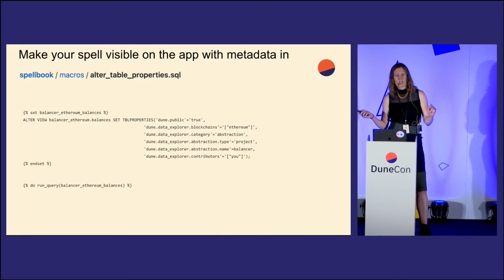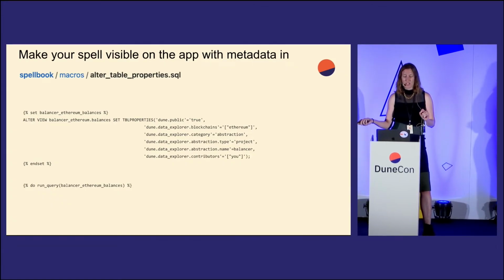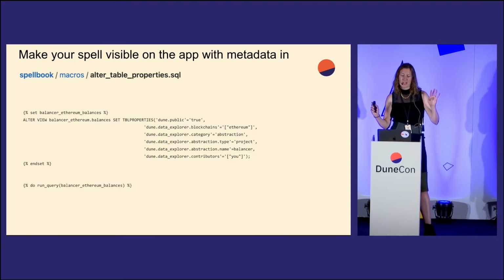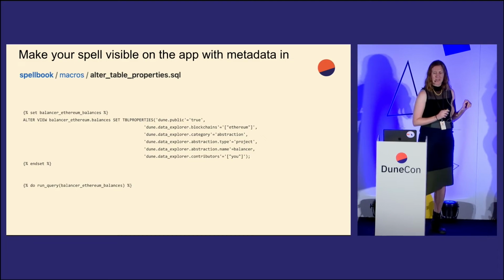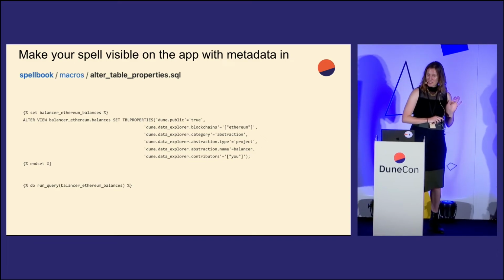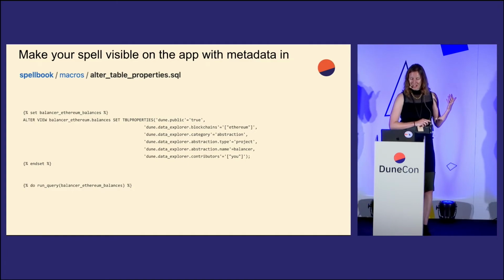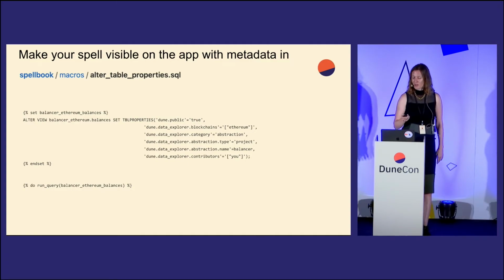This is kind of a wart, and we're going to remove this imminently. But to make your table or view visible on the Dune Data Explorer, you're going to write a quick little set table properties snippet inside this file called alter table properties. I think we're going to replace this in the next 2 weeks, so I hesitate to show you something so ugly. When you open this file, you'll see how long it is, but we are always improving this process, so don't worry too much about it.